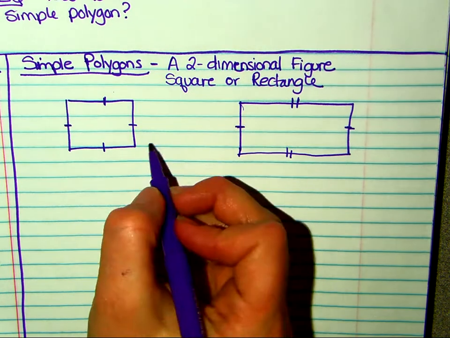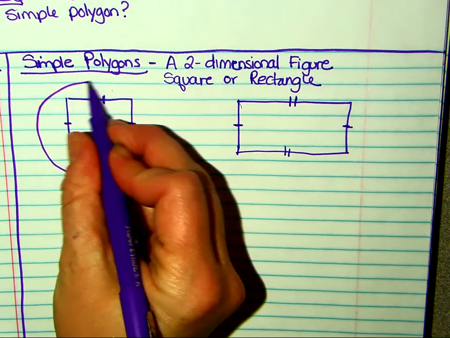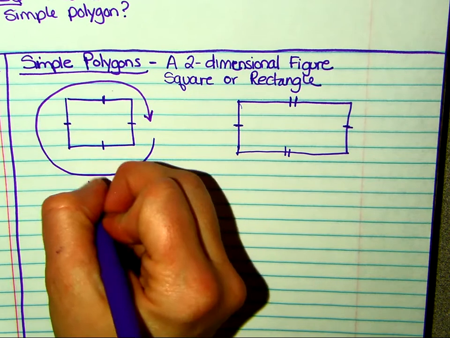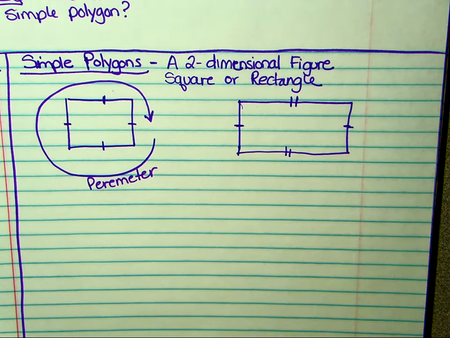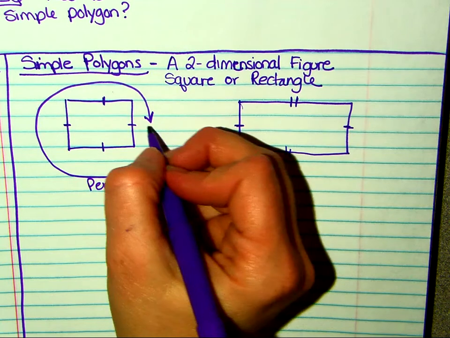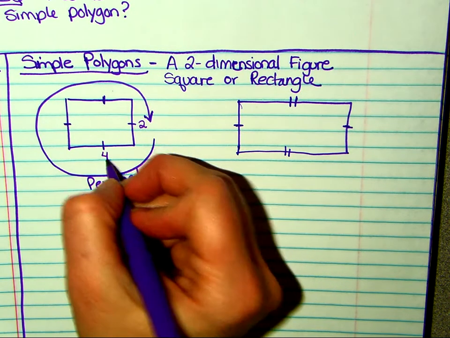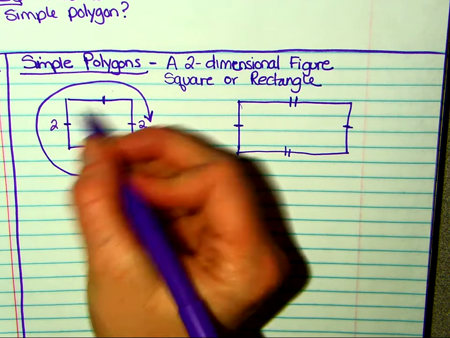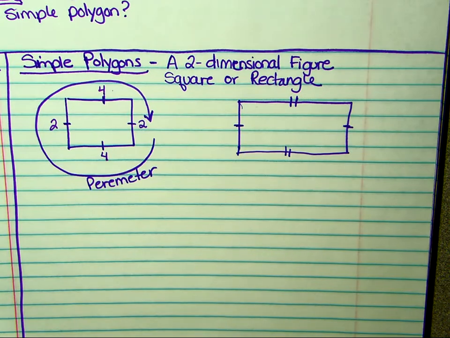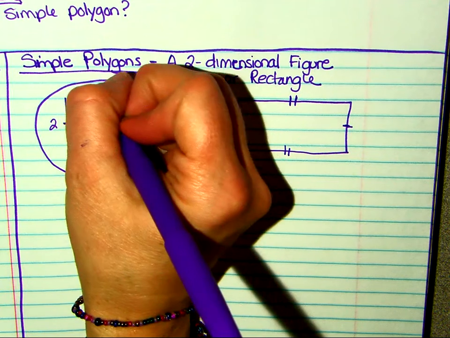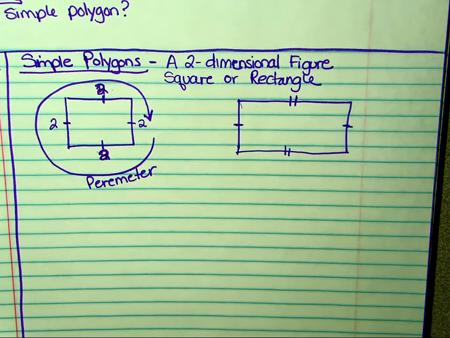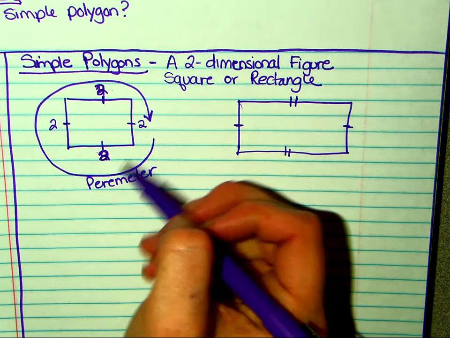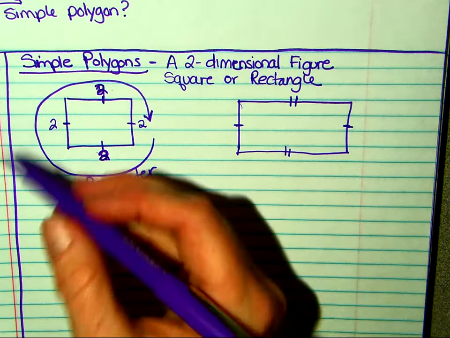Now, the distance around, that's called perimeter. And we get that answer by just adding. So if this was a 2 and this was a 4, we would say 2 plus 4 plus 2 plus 4. If this was a square, they were all the same, so this would be 2. It would be 2 plus 2 plus 2 plus 2. Your perimeter would be 8.